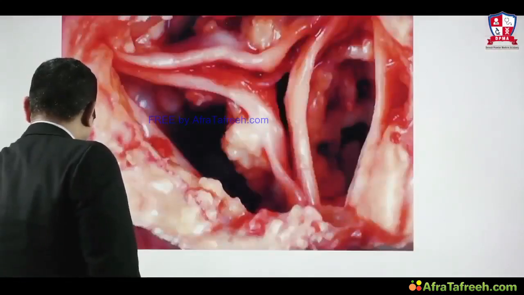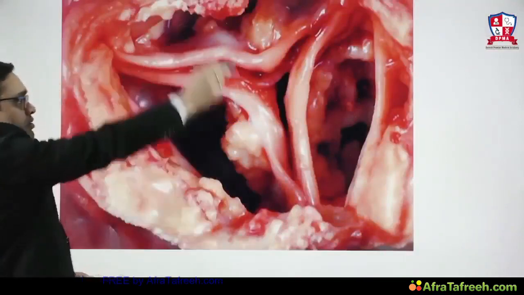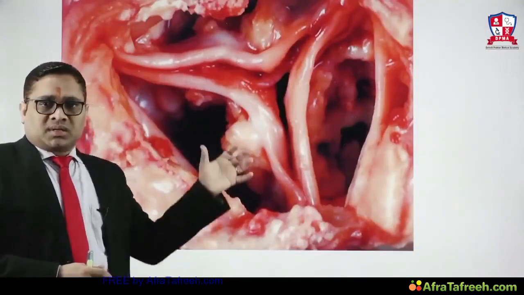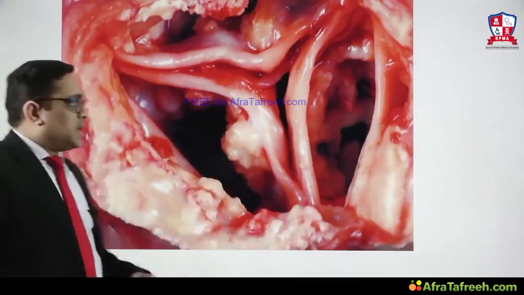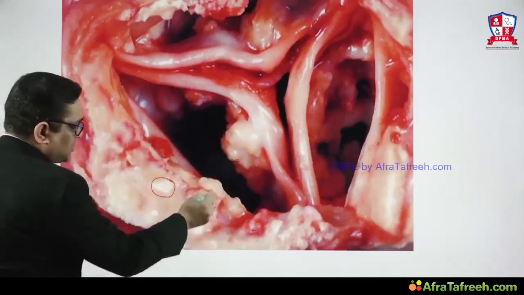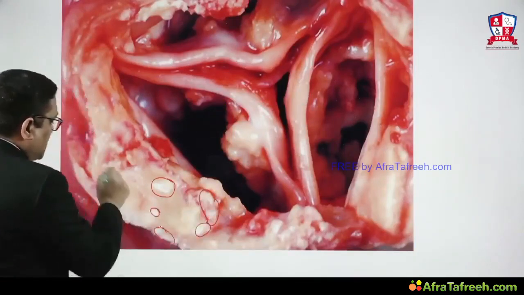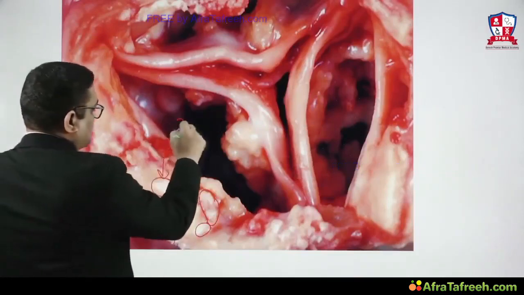In this image, this is rheumatic heart disease. So this is how an image based question can be asked. It's a cut section of the heart where we can see the valve, and valvular damage you can notice here. There is a deposition of calcium. These are chalky white depositions, which is the calcium, right? So these are the calcium deposits.